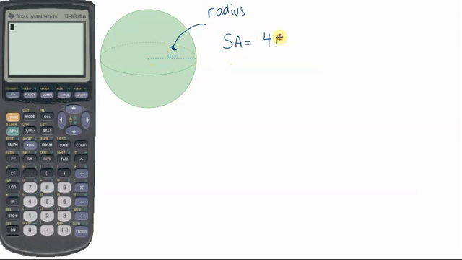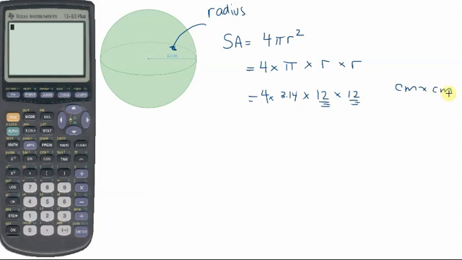Okay. If you check your formula sheet, you'll see that the surface area of a sphere is 4 pi r squared, which means 4 times pi times the radius times the radius, if you need to do it step by step in your calculator. So it's going to be 4 times 3.14. The radius is 12 and 12. Because these are actual dimensions and not just scalar multipliers, they have centimeters times centimeters, giving us, in the end, centimeters squared.